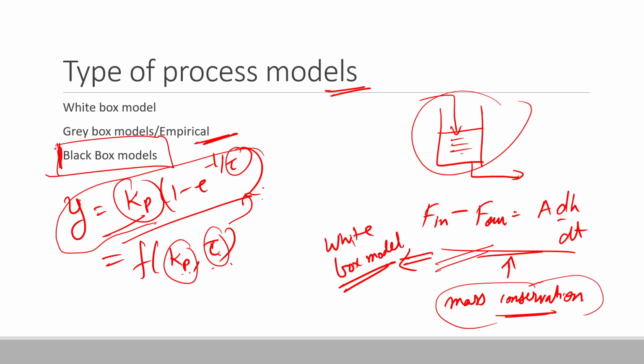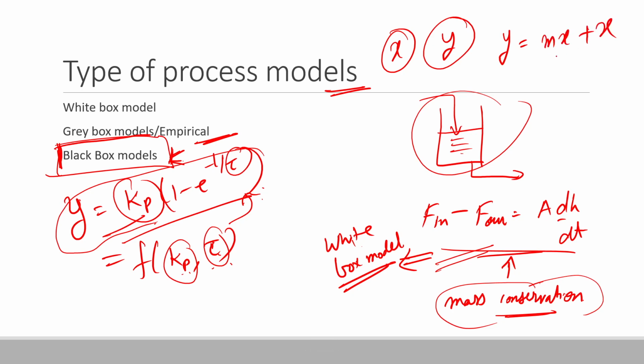So over here we can perform different kinds of experiments on the system, then get input as well as output data, and then we can use such black box models in order to estimate the output of the system. This black box model can take any form. So we can also use linear regression, that is y is equal to, let's say, mx plus c. So this is a linear regression model, and this model can be called a black box model.